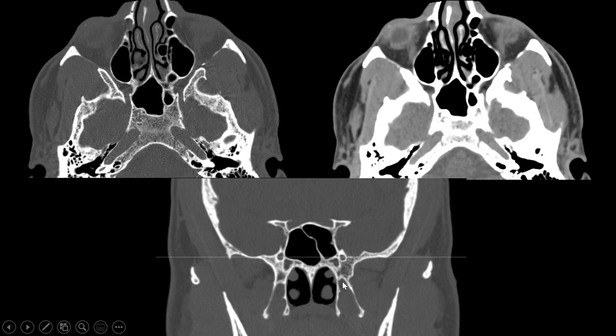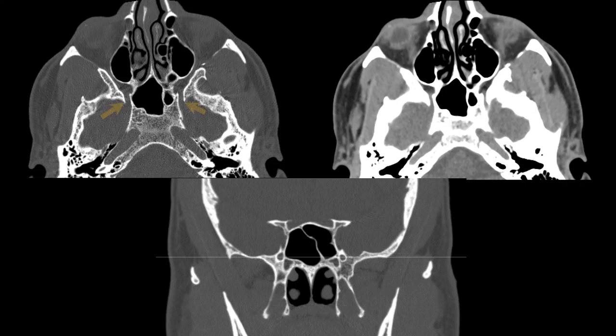Just lateral to the body of the sphenoid, we can see the rounded foramen rotundum nicely in the coronal plane. Note that in the axial plane, it appears as a tubular structure extending in an anterior to posterior direction.